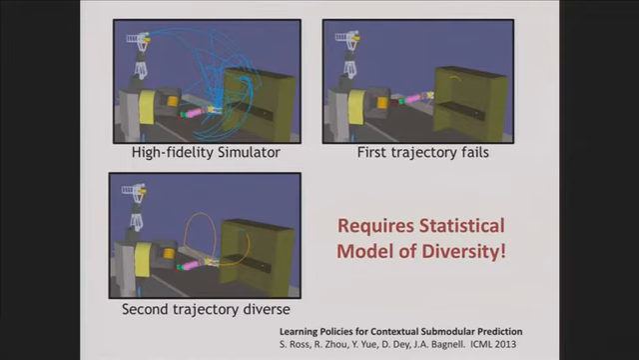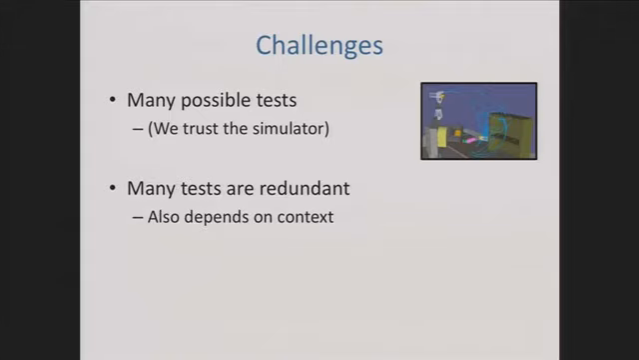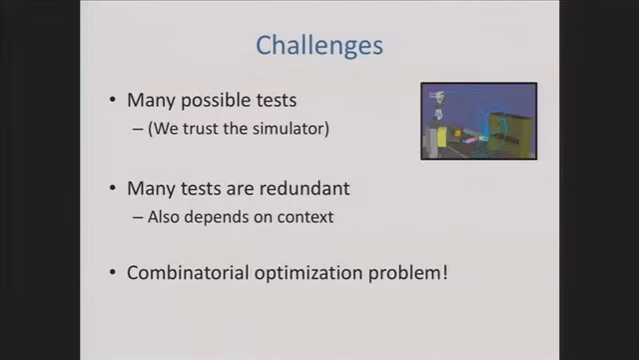And so this requires a statistical model of diversity in order to minimize the number of unnecessary calls to the oracle. There are many possible tests, and we trust the simulator. That's one of the assumptions. Many tests are redundant, but the redundancy depends on the context. What is the exact grasping goal? What are the obstacles in the way? We encode that as some sort of feature vector, also known as context.